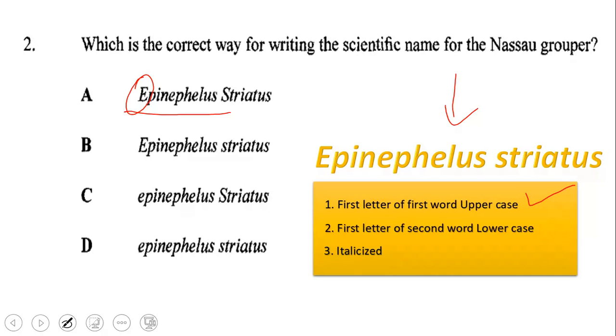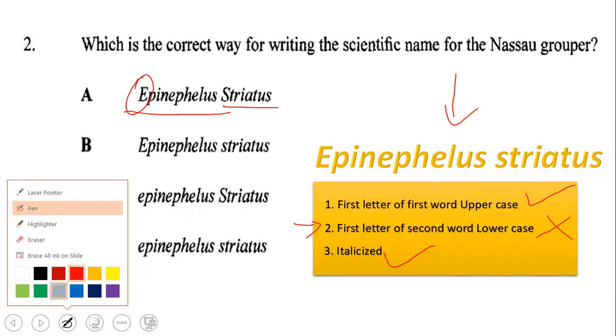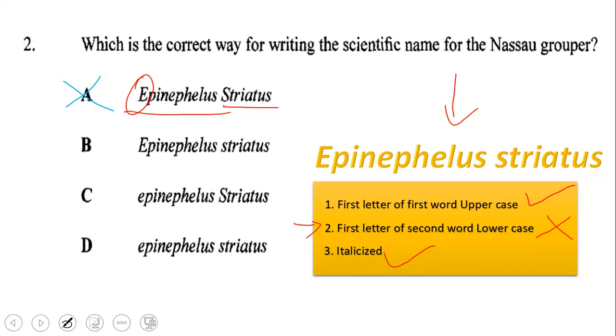Let's consider the second word. Is the first letter of the second word lowercase? The answer is no. So that criteria is not satisfied. Is it italicized? Yes. But one criteria is not satisfied, so therefore A is not the correct answer.